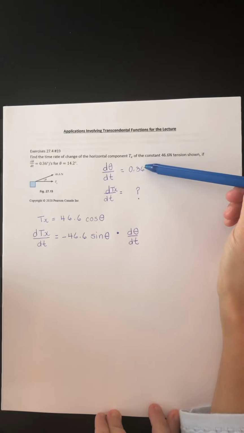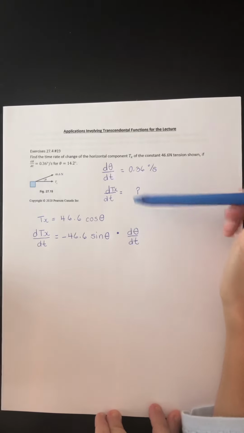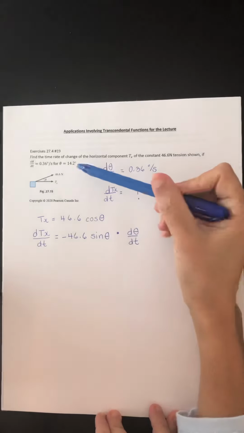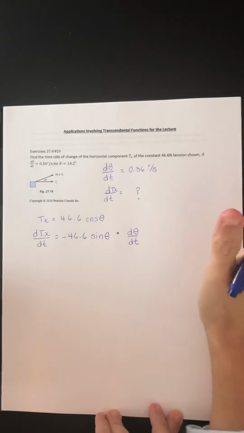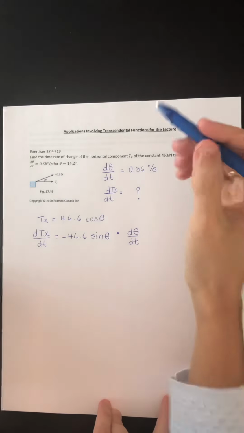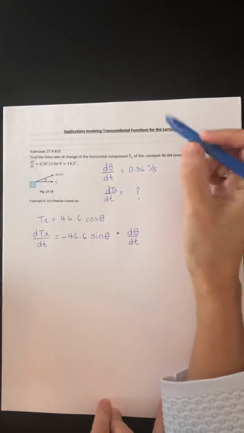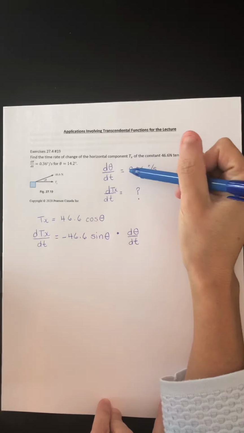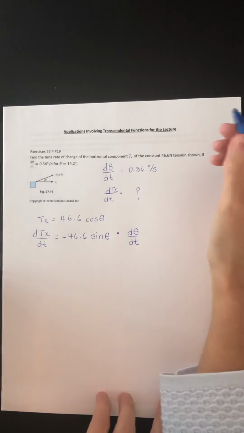You know, you would think that you could substitute 0.36 right here for d theta by dt. And as for the value of theta, you would think you could substitute 14.2 degrees. But in fact, there's one catch when you're working with these angular problems. The angles must be measured in radians. So this currently is 0.36 degrees per second. We have to change it to radians per second.